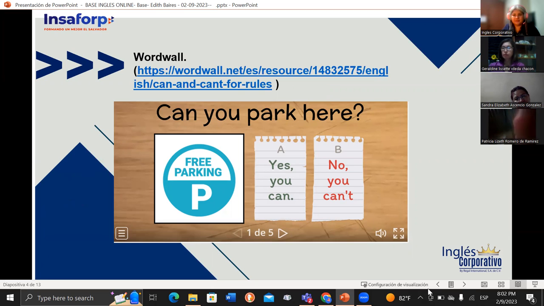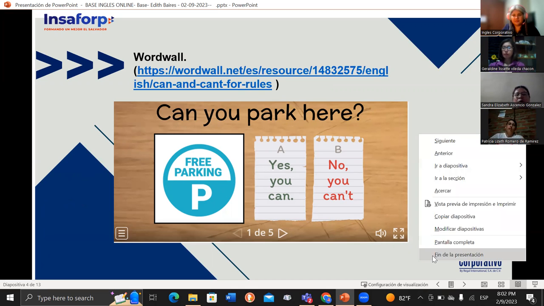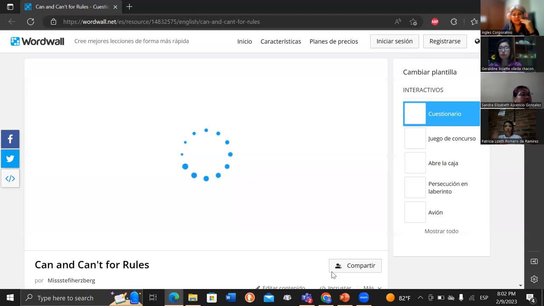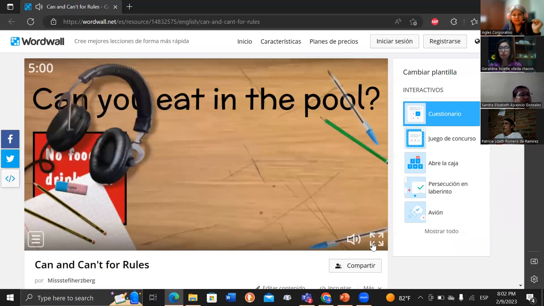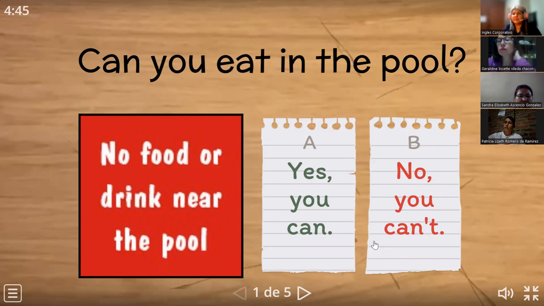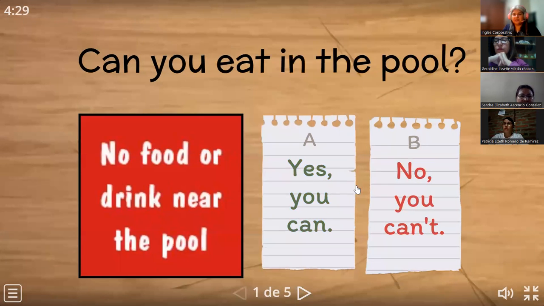Okay. We are here. It says no food or drink near the pool. Okay, that is the sign. Now the question is, can you eat in the pool? No, you can't. Okay, good. No, you can't. Okay, thank you, Geraldine.